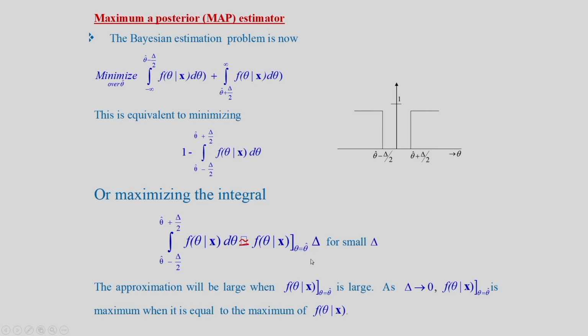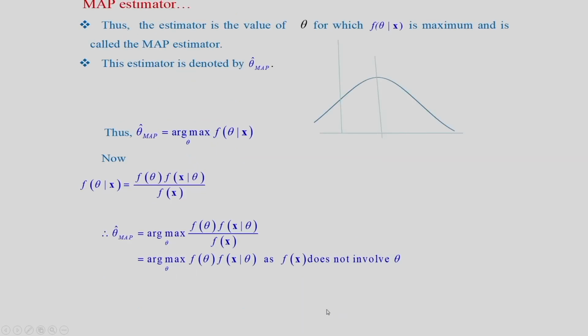Delta is a constant. Therefore, this approximation will be large whenever this quantity is large, and as delta tends to 0, f of theta given x at theta equal to theta hat is maximum when it is equal to the maximum of f of theta given x. We will illustrate with this diagram.